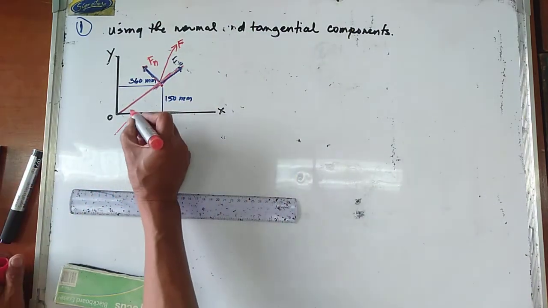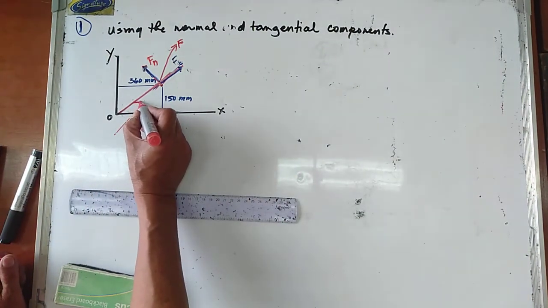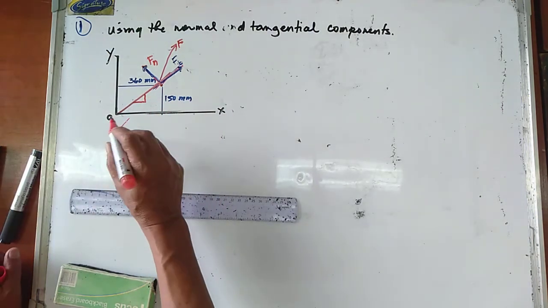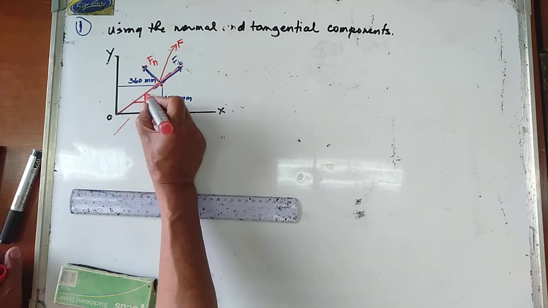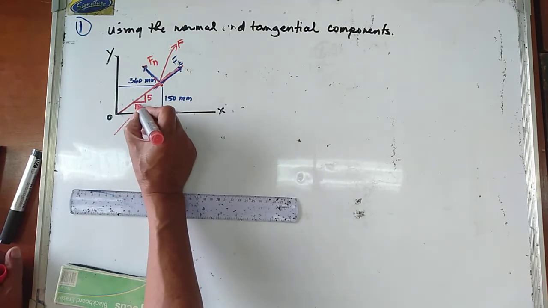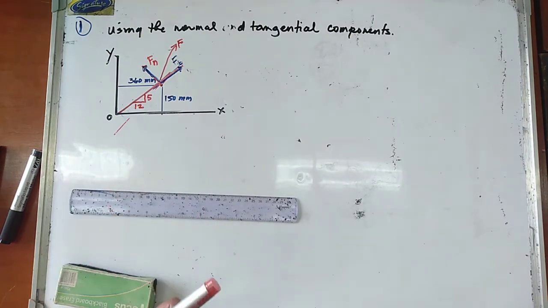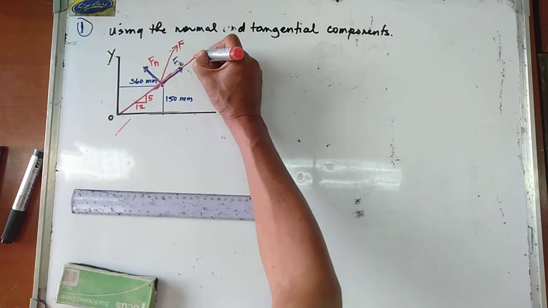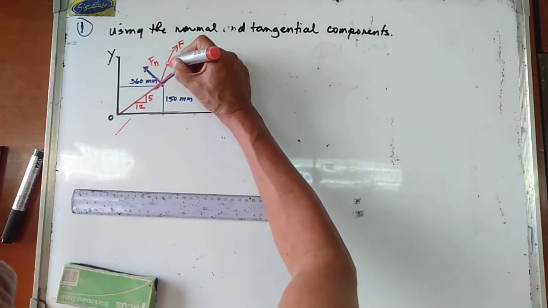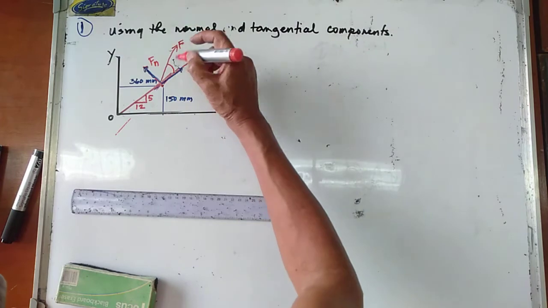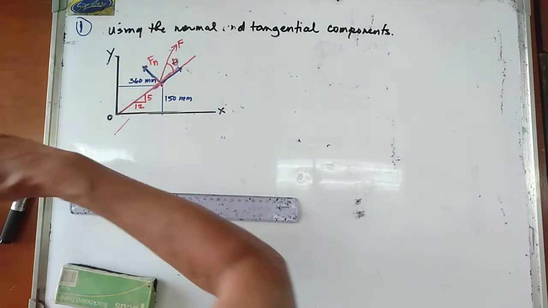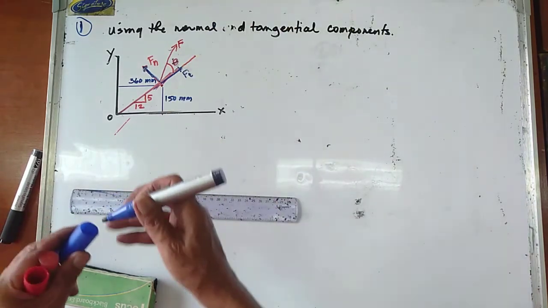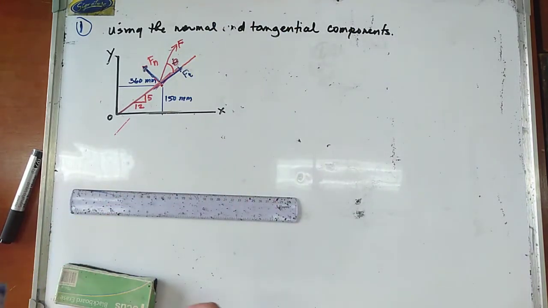Now take note in here that this slope is equal to 150 over 30, so that is equal to 5, and 360 over 30, so that one is equal to 12. So from this point in here, let us try to consider that this angle in here is equal to theta. Okay, so this is now your F. This is now your Ft. So that is equal to theta.